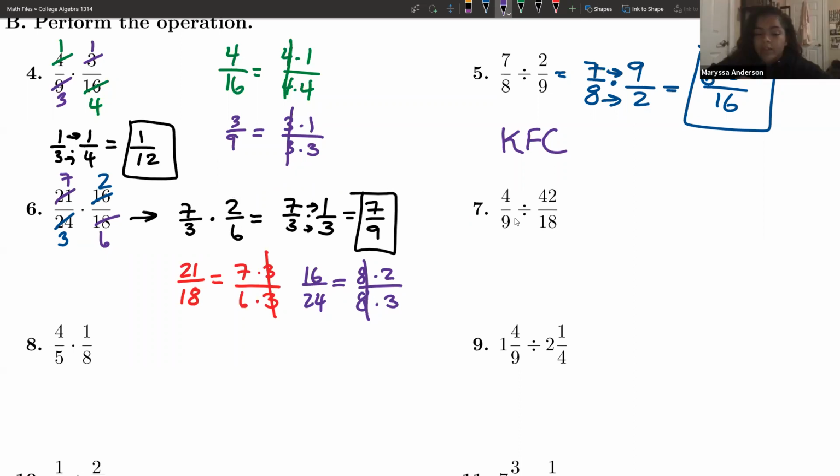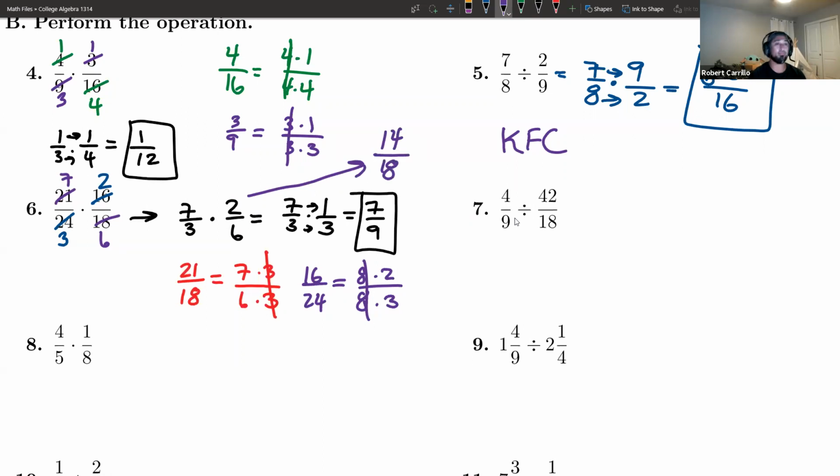Do you have to reduce it? The 2 and 6, no, but then you would eventually reduce the final answer. Because if you multiplied these two together, you would get 14 over 18. And what is the smallest number they have in common? 2. And here, I'll write that. If I did 7 times 2 and 9 times 2, cancel, and look where we are again.